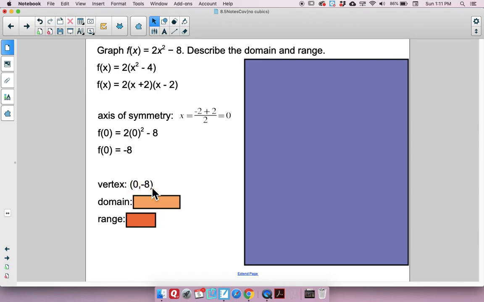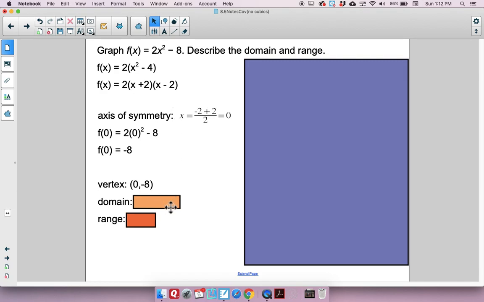So you can go plot that point. What other points can you plot? Oh yeah, the x-intercepts, right? (-2, 0) and (2, 0). You could pick another point if you wanted to. At this point, we don't really need to.